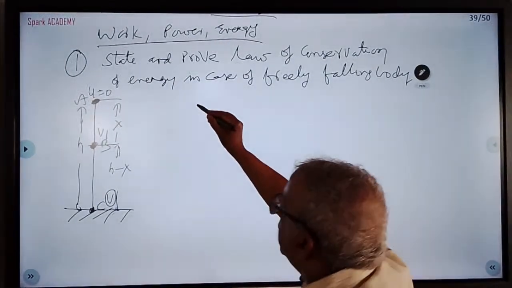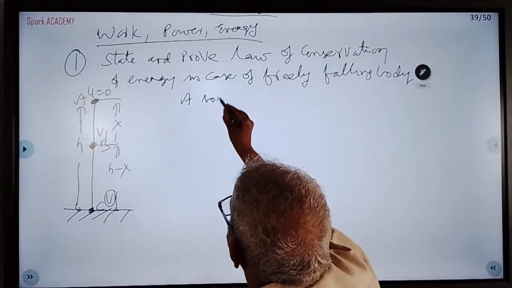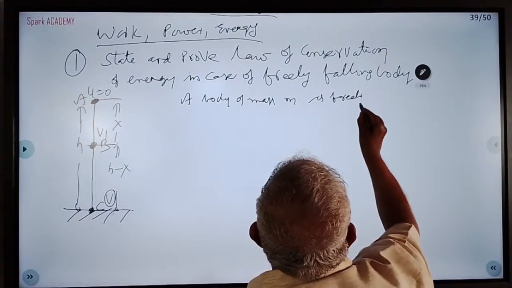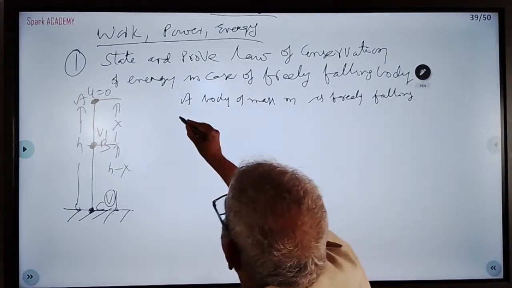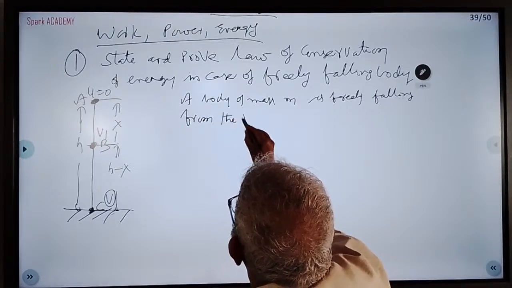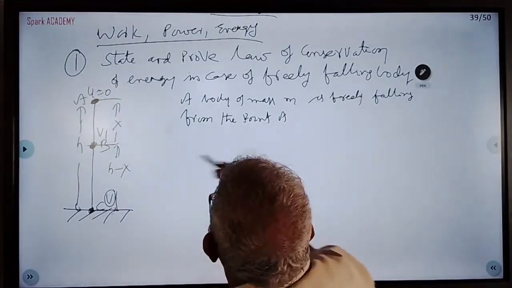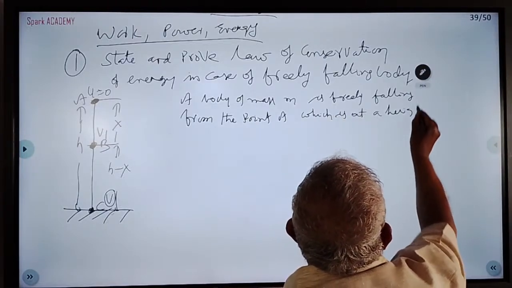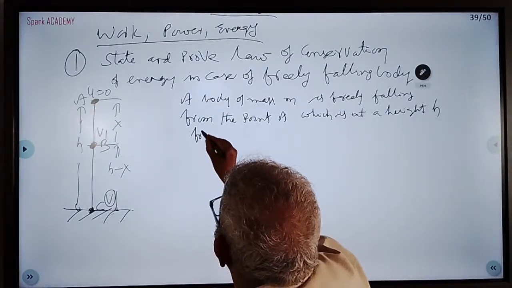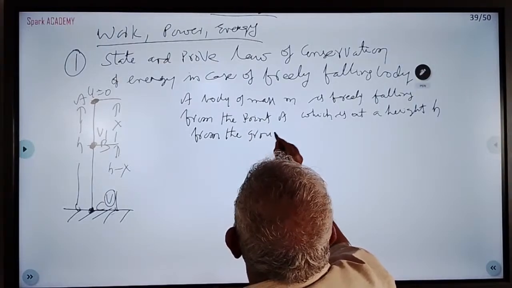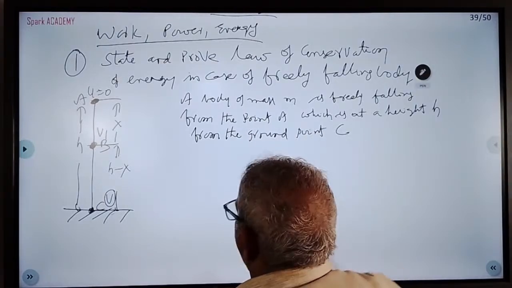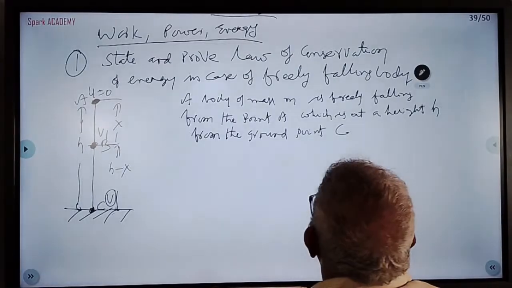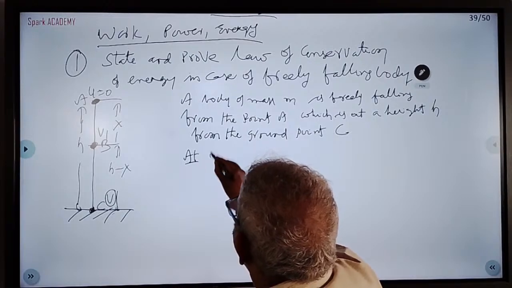So we are writing now: a body of mass m is freely falling from the point A, which is at a height h from the ground point C. This is ground point C. So at A, naturally, we have potential energy.